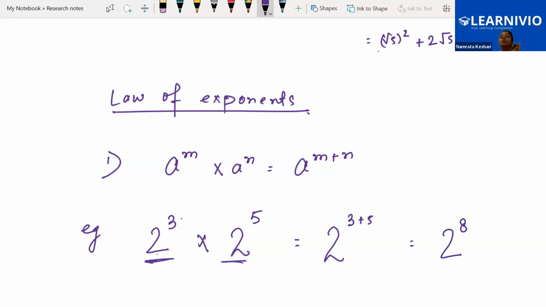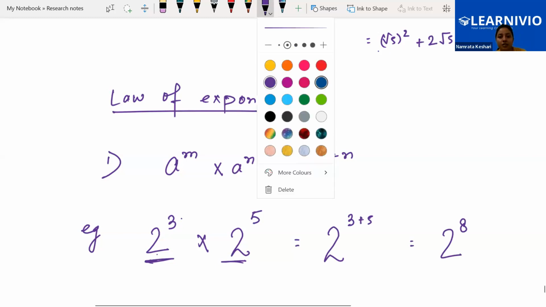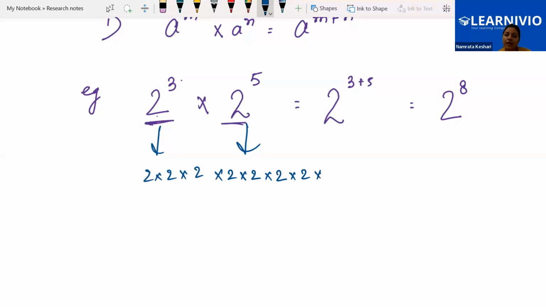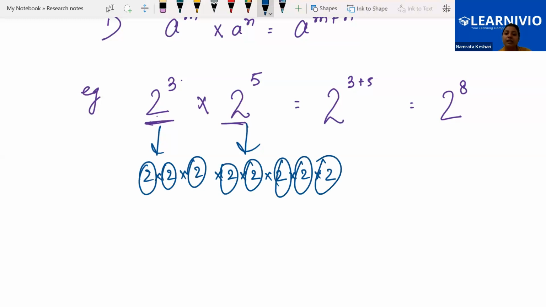Now if you want to apply the basic knowledge, 2 to the power 3 means 3 times 2: 1, 2, 3. 2 to the power 5 means 5 times 2: 1, 2, 3, 4, 5. Let's count how many times 2 we are having: 1, 2, 3, 4, 5, 6, 7, 8. 8 times 2 we are having. That's why we are getting this result. So this is the concept, but always we will apply the formula.